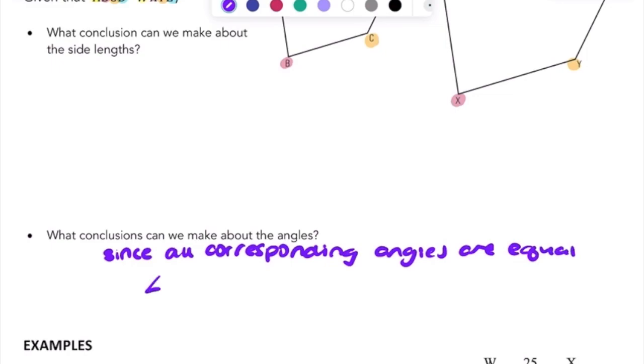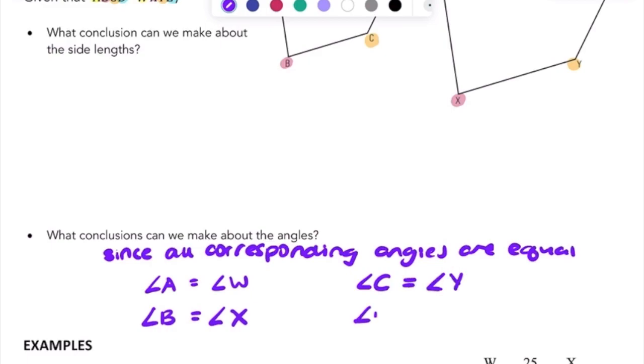then I know that angle A, since it's corresponding to angle W, angle A, that measurement, will equal the measurement of angle W. And angle B will equal that measurement for angle X. And angle C will equal that measurement for angle Y. And angle D will equal that measurement for angle Z. So knowing that they're similar and knowing that the name tells me they're corresponding angles, I can use the information I know to tell you those angles are going to be equal to each other.